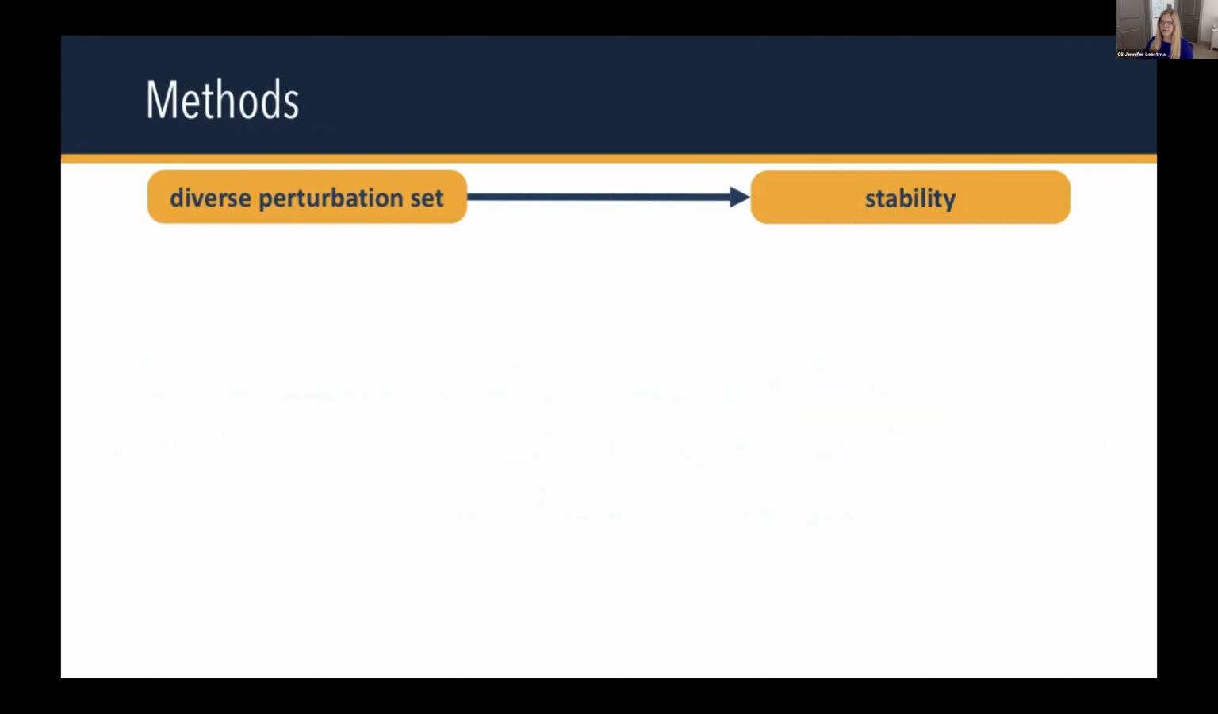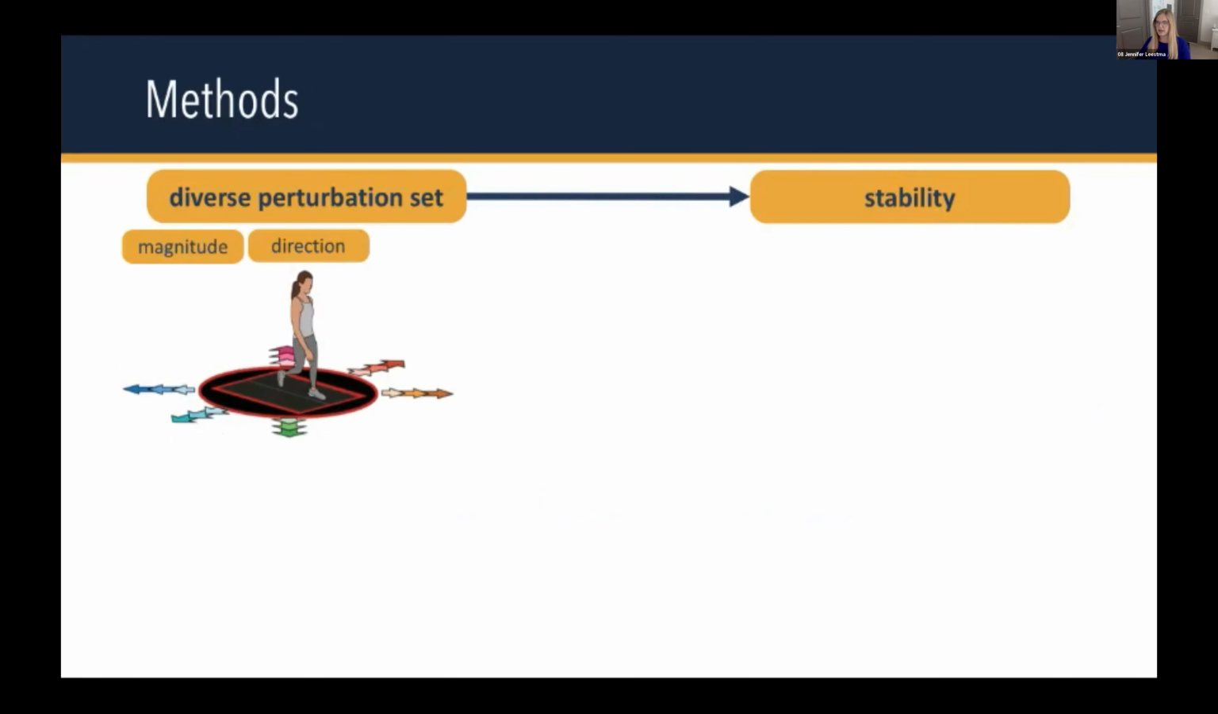So to do this, we're using a diverse perturbation set that we collected in our lab that first varied magnitude and direction using translational platform slides. So using this, we are able to perturb the platform in the mediolateral, anteroposterior, and diagonal directions. And we're perturbing to overall distances of 5, 10, and 15 centimeters, making up our different magnitudes.